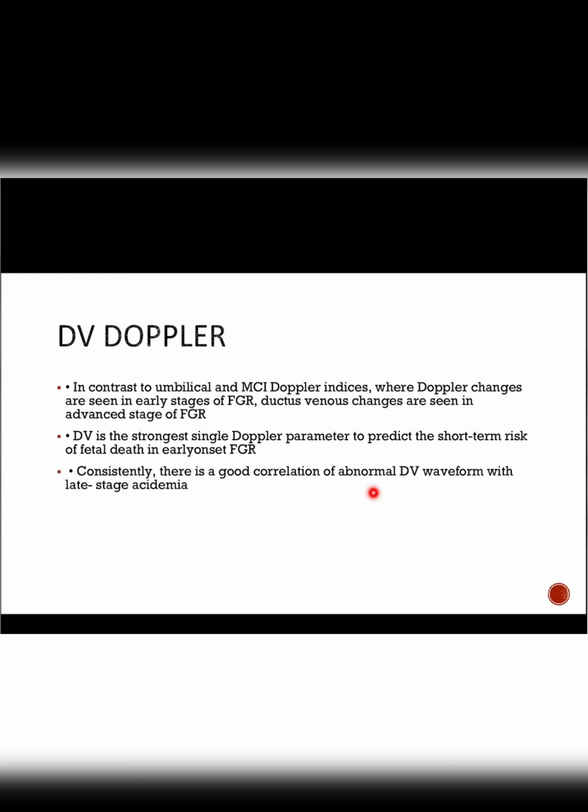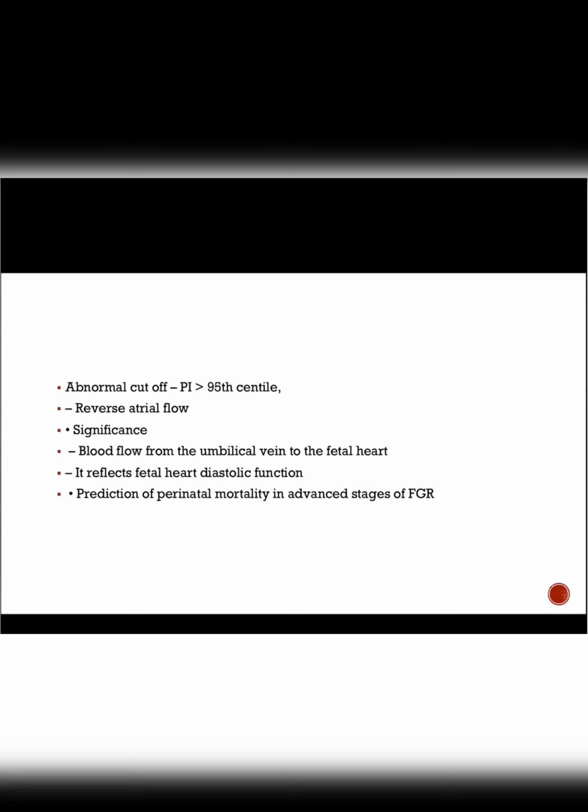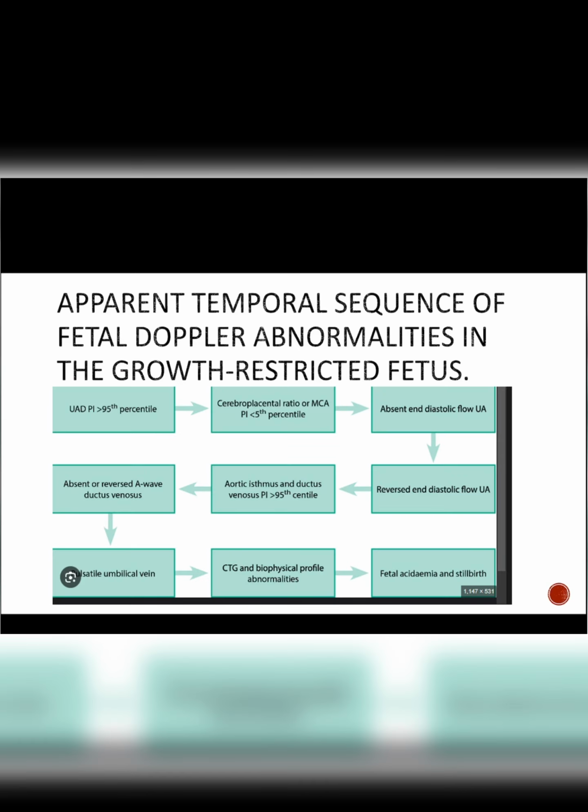Consistently, there is a good correlation of abnormal ductus venosus waveform with late stage acidemia. So if there is acidemia, there has to be a poor outcome for the baby. So what is the abnormal cutoff of ductus venosus? More than 95th centile, or a reversal arterial flow pattern. Significance: blood from umbilical vein to the fetal heart. It reflects fetal heart diastolic function. Prediction of perinatal mortality in advanced stages of FGR.